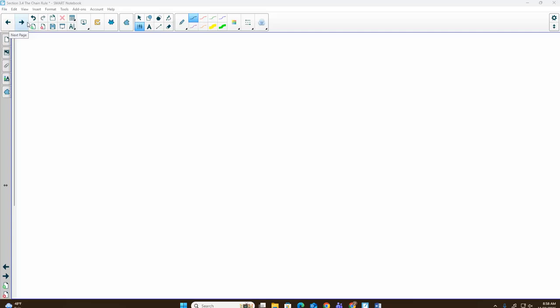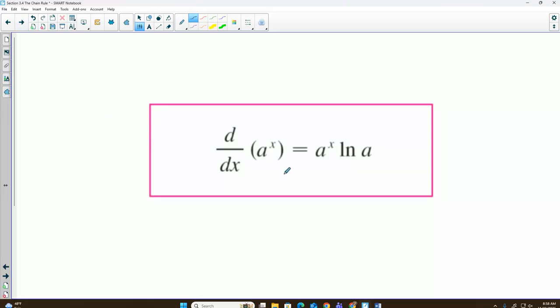With exponentials, we really prefer base of e to the x, because the derivative of e to the x is still e. When you have a different base, the derivative of any other exponential function is still that number to the x power, but times the natural log of it.